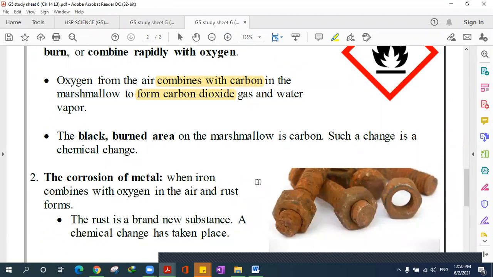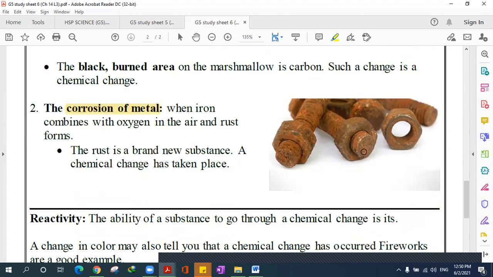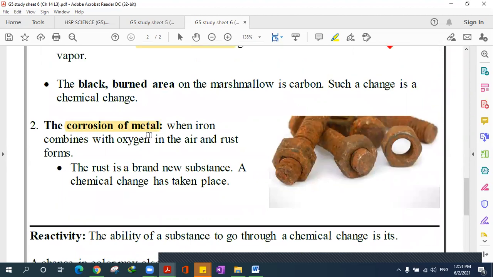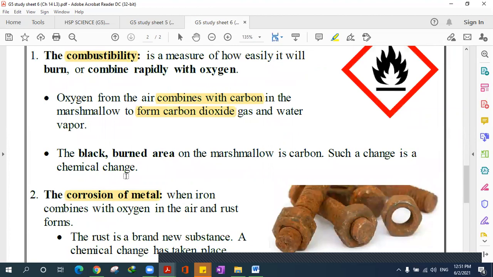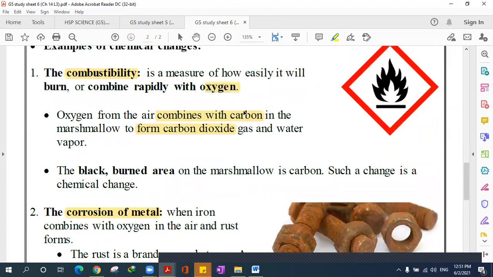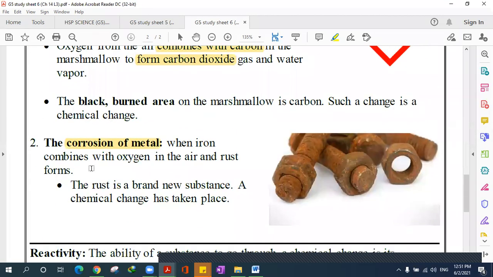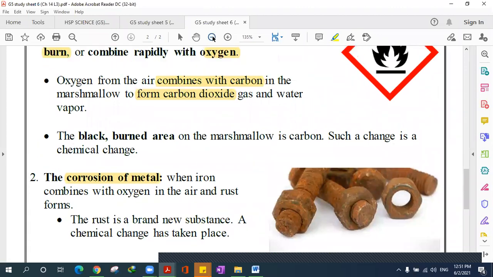Another example is the corrosion of metals. You guys already know this. Can you see this? Yes. It's iron, but it's now rust. Can you see all the brownish color over it? This is rust. And this happens when iron or the metals come in chemical reaction with oxygen. So this is also corrosion. So both combustibility and corrosion happen because of oxygen. But combustibility means that they are going to burn, but corrosion means that they are going to rust. You get the difference? Yes.